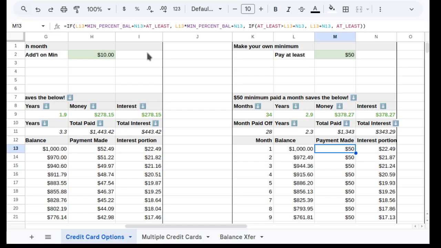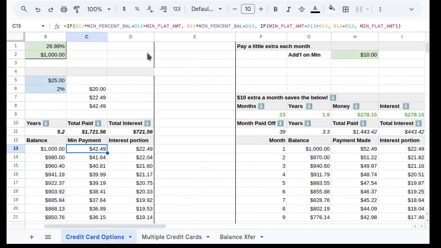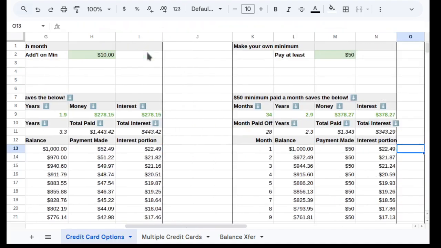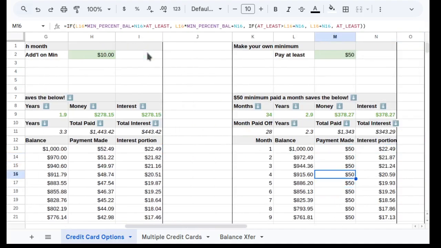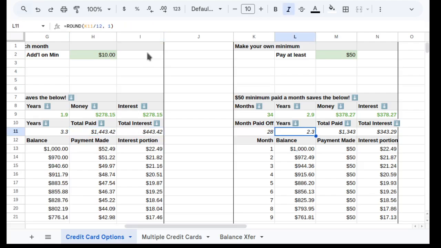So if you paid $50 every month, this is greater than the minimum that was 42. So you would be paying $50 every month. The interest portion would be going down, obviously, and your balance would be going down. You would finish off in 2.3 years versus 3.3 years if you only added $10. And you would be saving a little over another $100 just by paying $50 a month.